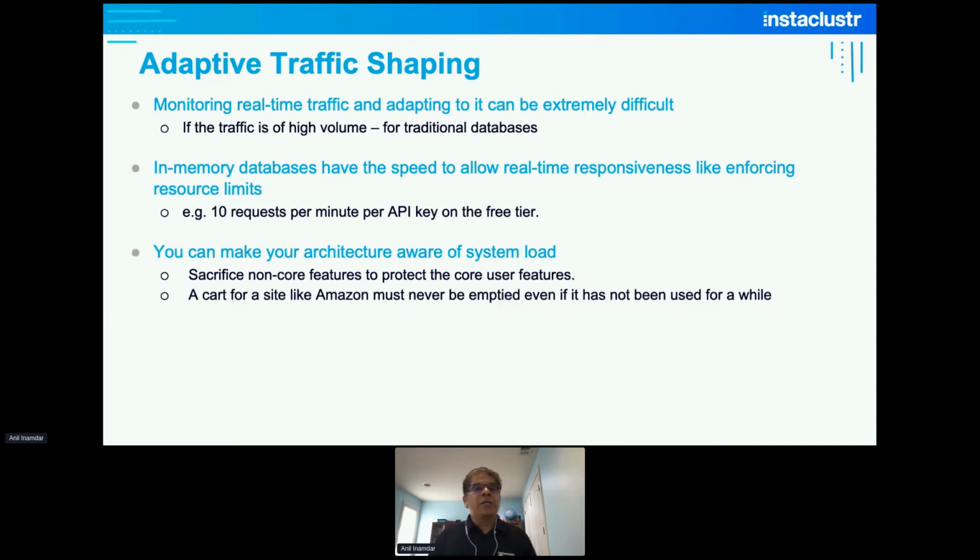You can also make architecture aware of system load. So basically, you can sacrifice non-core features to protect the core features. Again, if you're using a site like Amazon and a user has filled in his cart, and you realize that the cache or the memory is full for Redis, the cart should be the last one to be emptied, or it should never be emptied. Because that's the most critical data element that you want to capture for a site like Amazon. So you can push everything else out, but not the cart. So that is kind of architecting your application and adapting to different kinds of traffic demands by the users or the applications.